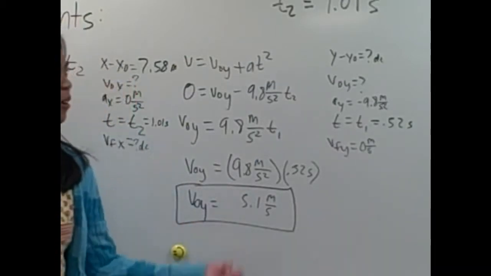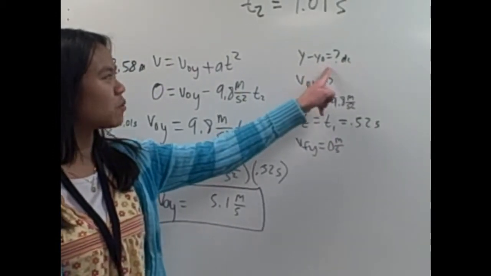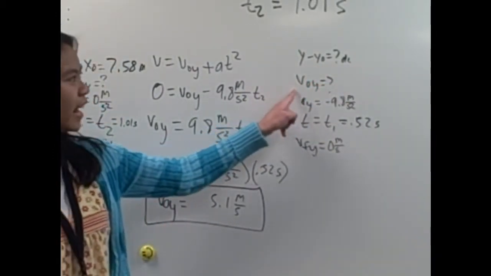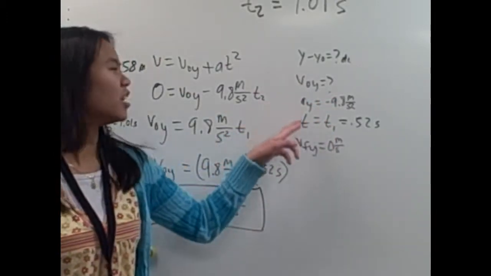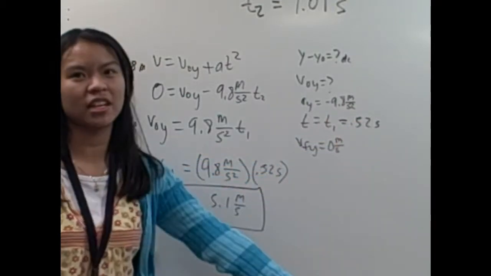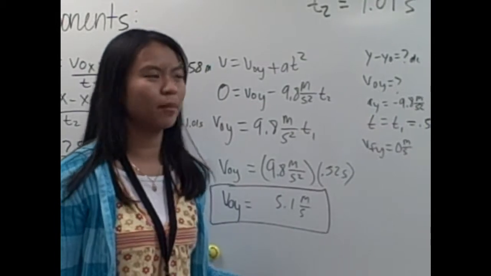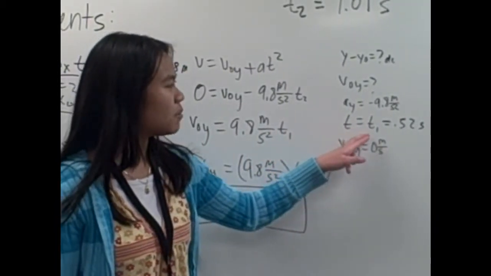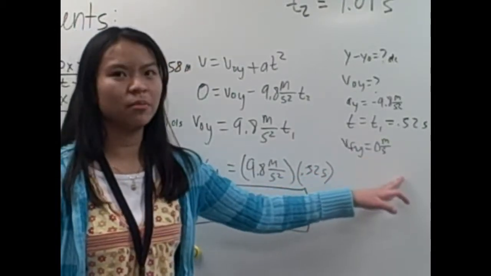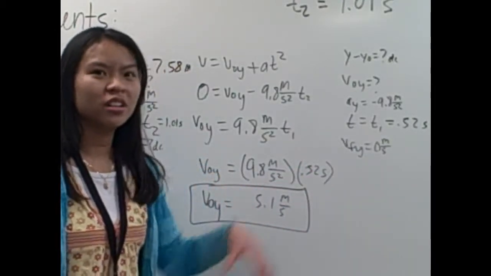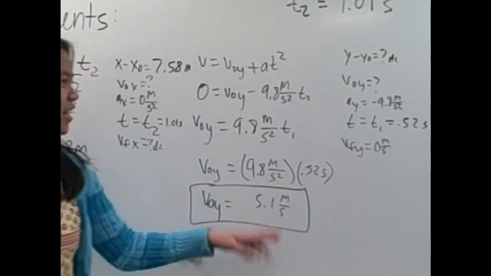All right, to calculate components in the y direction, we need all these 5. So this y minus y naught, we don't really need to find that out. And then v0y is what we're trying to find out. Acceleration in the y direction is negative 9.8 meters per second squared because gravity is the only thing that's acting on the ball. And then time to the highest point is 0.52 seconds. And then v final in the y is 0 meters per second because when the ball is thrown, it goes to a rest, and that's why it's 0.